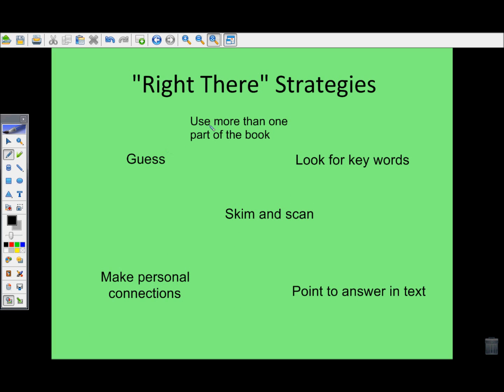So thinking about everything that you learned, which of these strategies are correct when you're trying to answer right there questions? Do you think you just guess? No, that's a pretty easy one. We know that we can't just guess. The answer's in the story. There's no reason to guess.